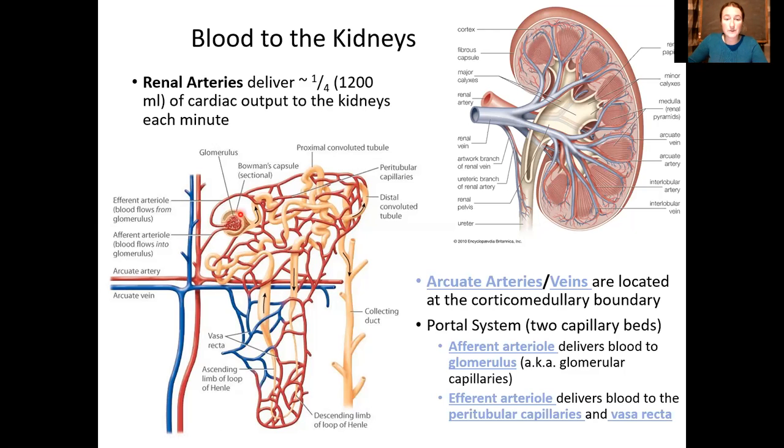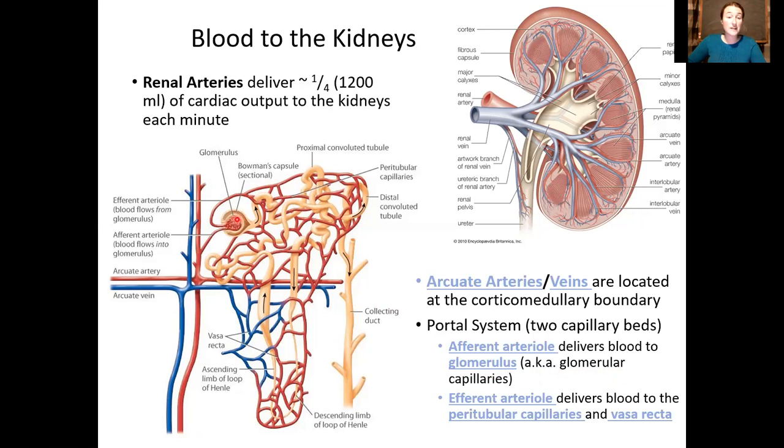As we can see, these red vessels deliver blood to this capillary via an arteriole. Now, the vessel that is delivering the blood to this first capillary bed itself is called the afferent arteriole. A meaning going to, approaching this first capillary bed. The first capillary bed itself is called the glomerulus, sometimes called glomerular capillaries. Lots of different words for the same structures in this particular section. So the afferent arteriole is going to deliver blood to the glomerulus, the first capillary bed.